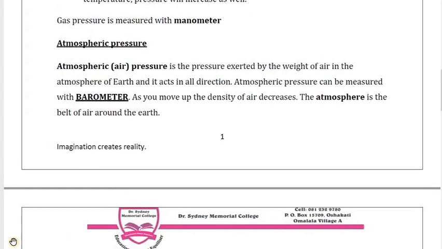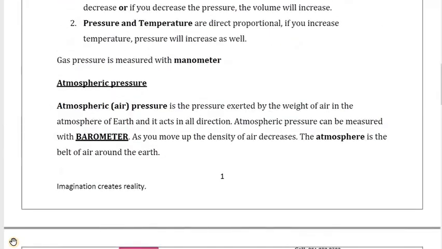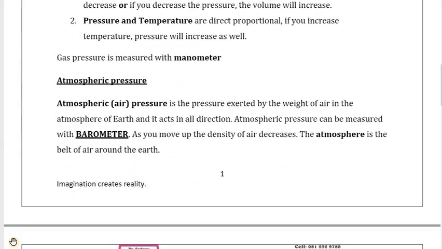So just have a read on what atmospheric pressure is, and you can pause the video for maybe a minute or two to go back and try to assimilate what I've been saying.